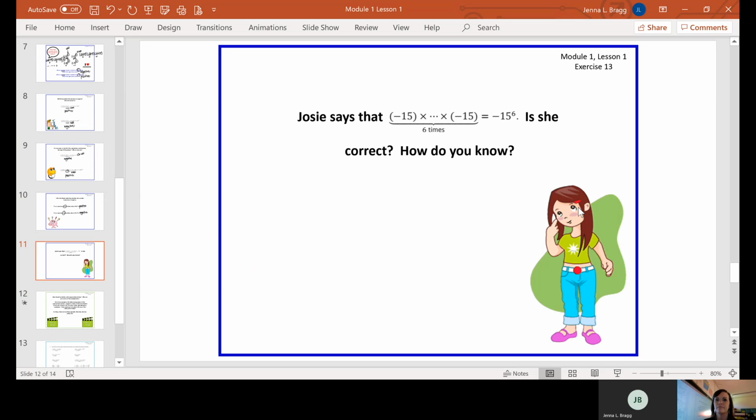All right, last exercise. Josie says that -15 multiplied 6 times is -15 to the 6th. Is she correct, and how do you know? Take a minute to answer that question.